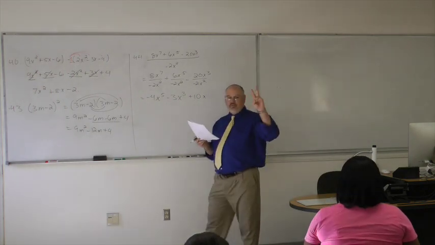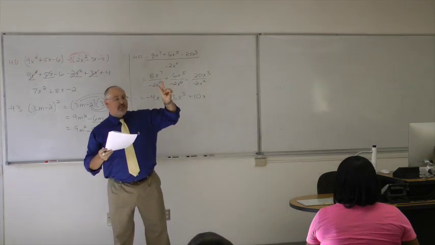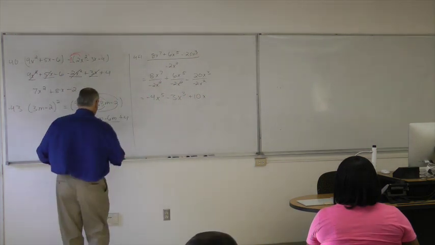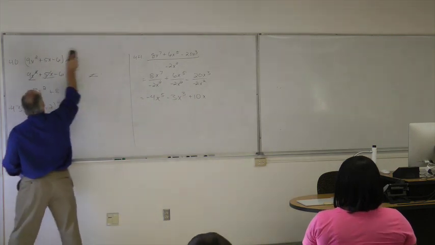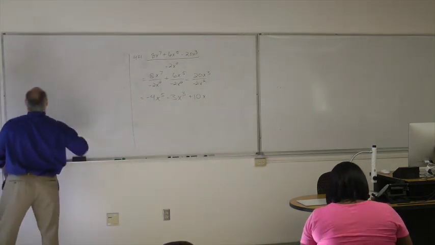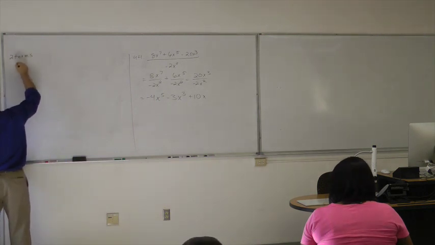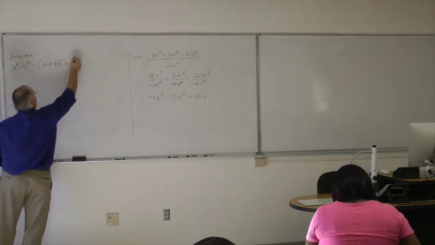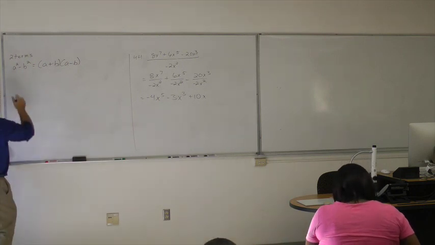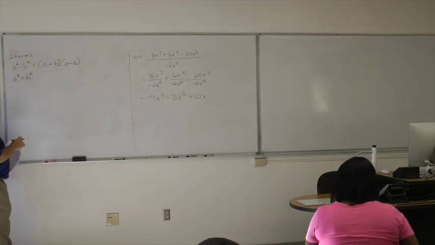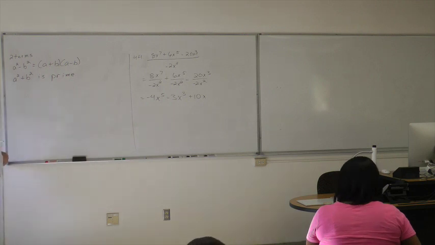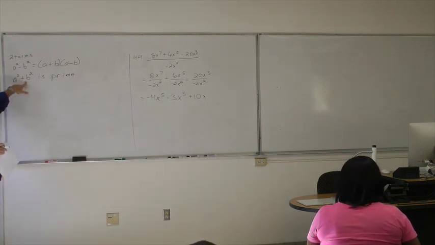If there are two terms, then you're going to consider your special forms. The difference of two squares, a squared minus b squared, factors to a plus b times a minus b. The sum of two squares, a squared plus b squared, is always prime. All right, this does not factor. So x squared plus 16 doesn't factor.